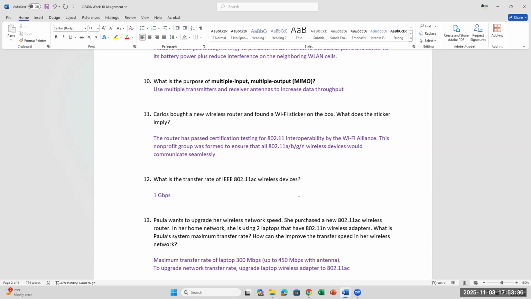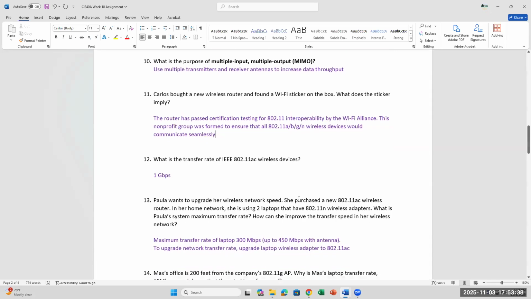13, Paula wants to upgrade her wireless network, right? And mostly for speed. So she purchased a new router that's 802.11ac. Her home network, she's using 2 laptops that are older that use an 802.11n wireless adapter that's built onto the laptop. So what is the maximum transfer rate for Paula's system? How can she improve the transfer speed for the wireless network? Remember what I said earlier, right? Technology to get full speed needs to be in the same standard.